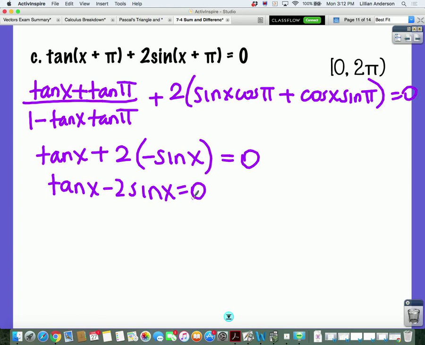Now I am solving this. What do you think might be a good thing to do to solve this? Switch everything to sine. So if I change tangent x to what? Sine is good. This is one that's a little bit more involved. That's why I wanted to do this one with you.